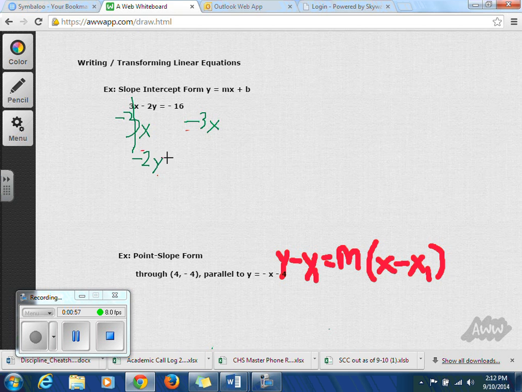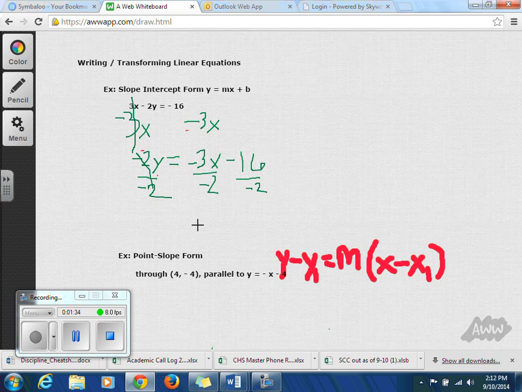Now on this other side, we cannot combine negative 16 and negative 3 because they're not like terms. This has an x with it and this does not. So that means they just drop down into my answer, negative 3x minus 16. We're almost finished. We have to get y completely by itself, so there's still a number in front of y. To get rid of it, you divide everything by a negative 2, because whatever you do to one, you have to do to all.